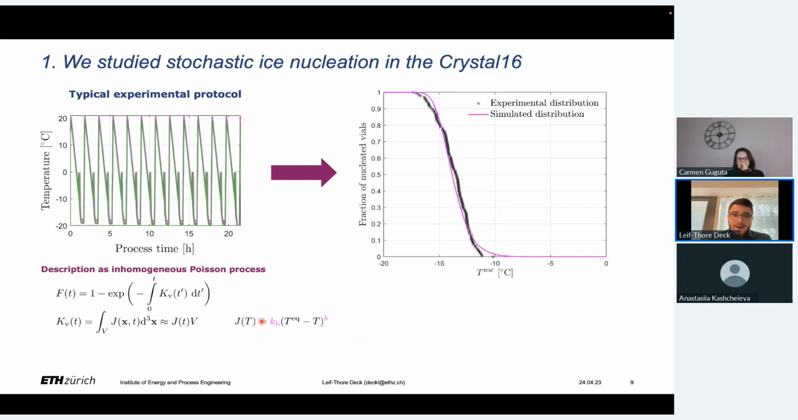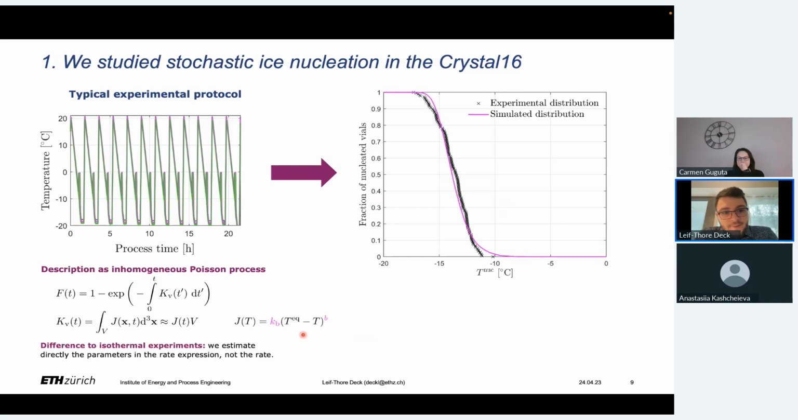Now, for the nucleation rate, we can have different approaches. We could use an approach based on classical nucleation theory, for example. But what we do here is actually something simpler. We use a power law of the supercooling, which is the temperature difference between the equilibrium temperature and the actual temperature of the vial. And this is actually something that we also have studied separately, that this is actually a good way of doing it.